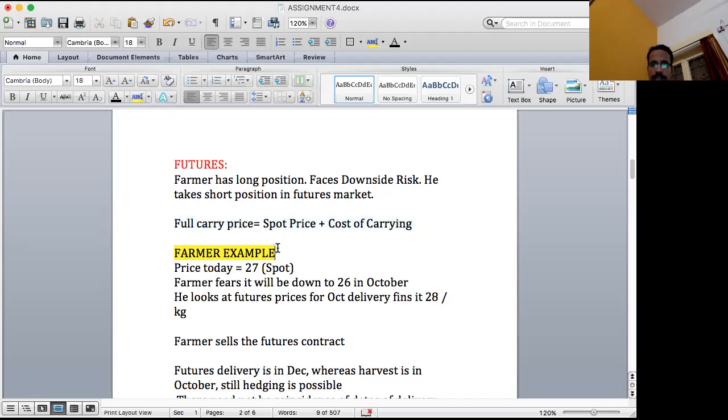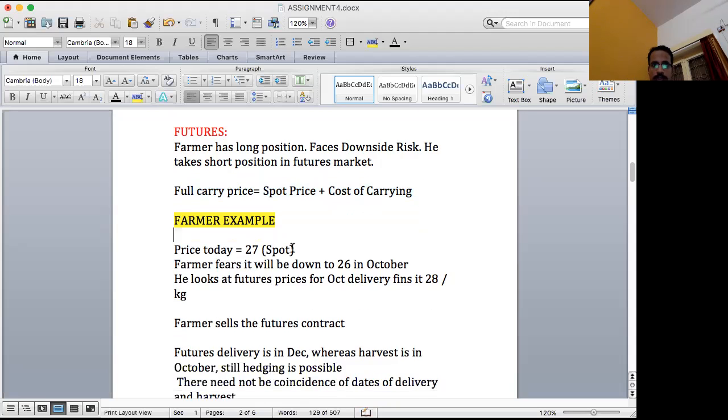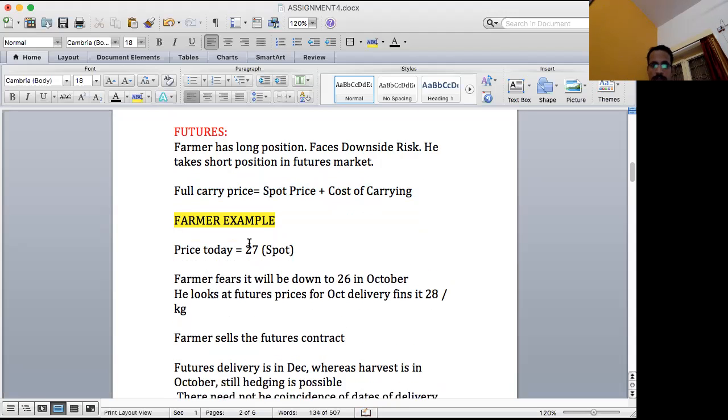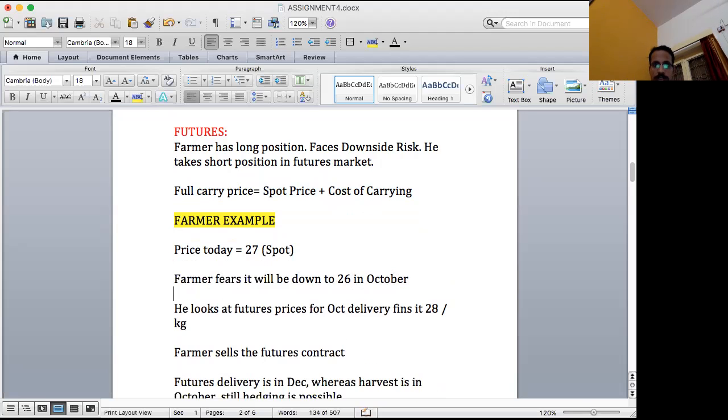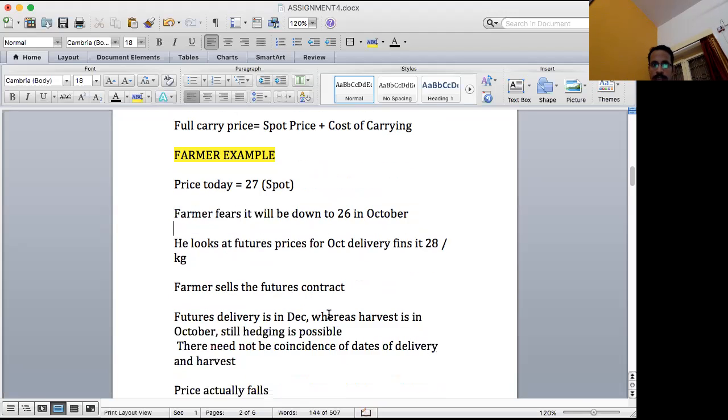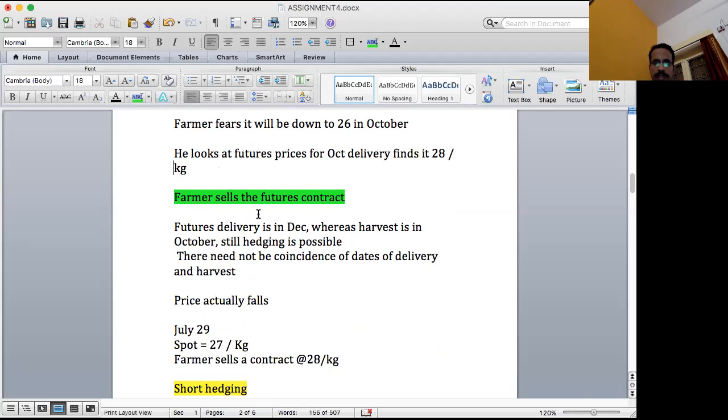Okay, now let us take the example of the farmer again. Suppose the spot price today is rupees 27 per kg. The farmer fears that it will fall to 26 in October. So he looks at the futures of December delivery, and he finds that the price is 28. So he sells the futures contract. Futures delivery is in December, so harvest is in October.